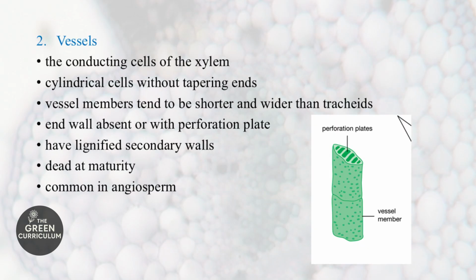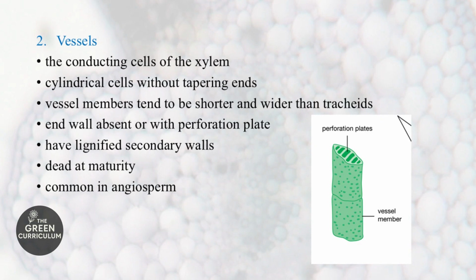Then the second component is vessel. It is also a conducting cell of xylem. So both tracheids and vessels are conducting cells in the xylem. Vessels are seen only in angiosperms and also in Gnetum. Among gymnosperms, only Gnetum possesses xylem vessels in its vascular tissue.